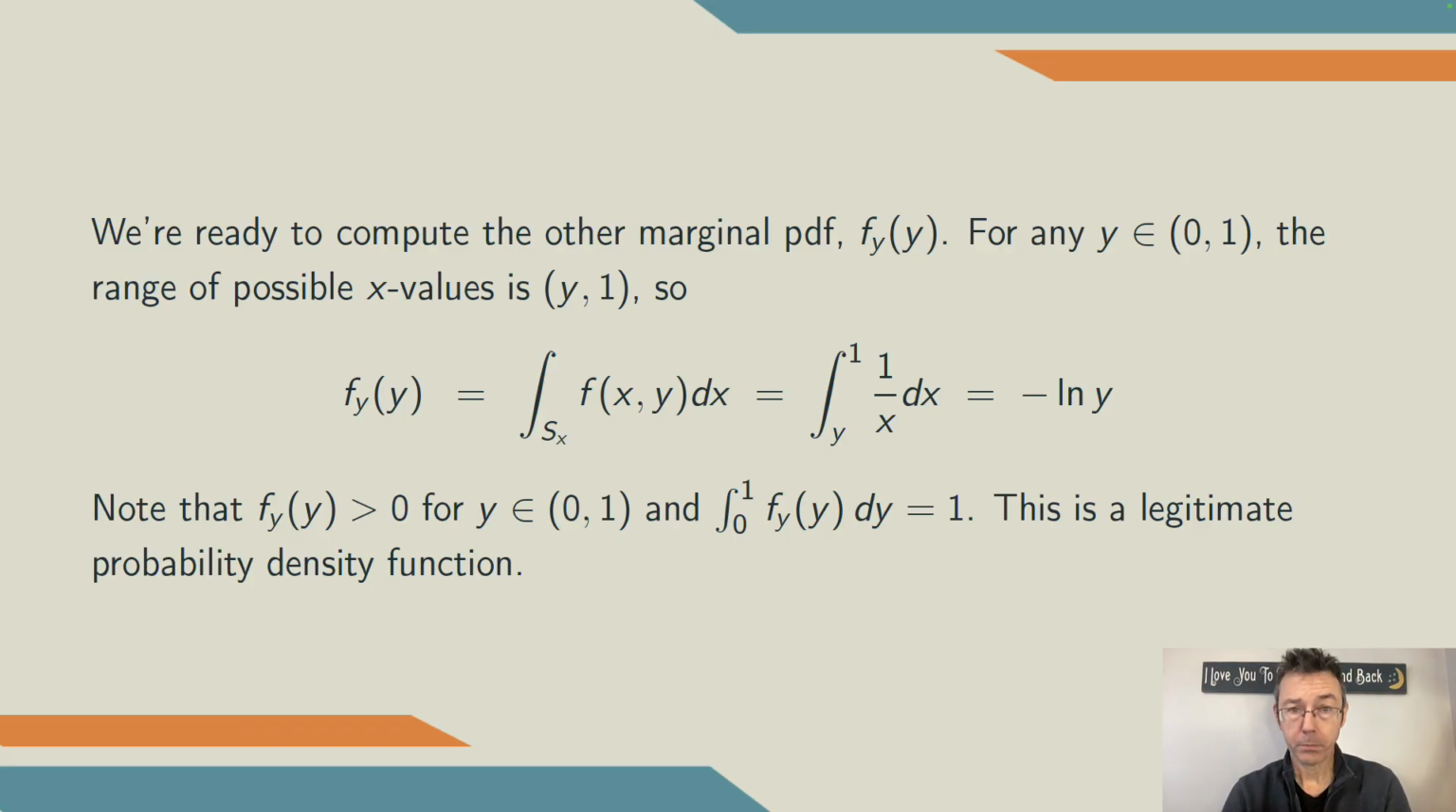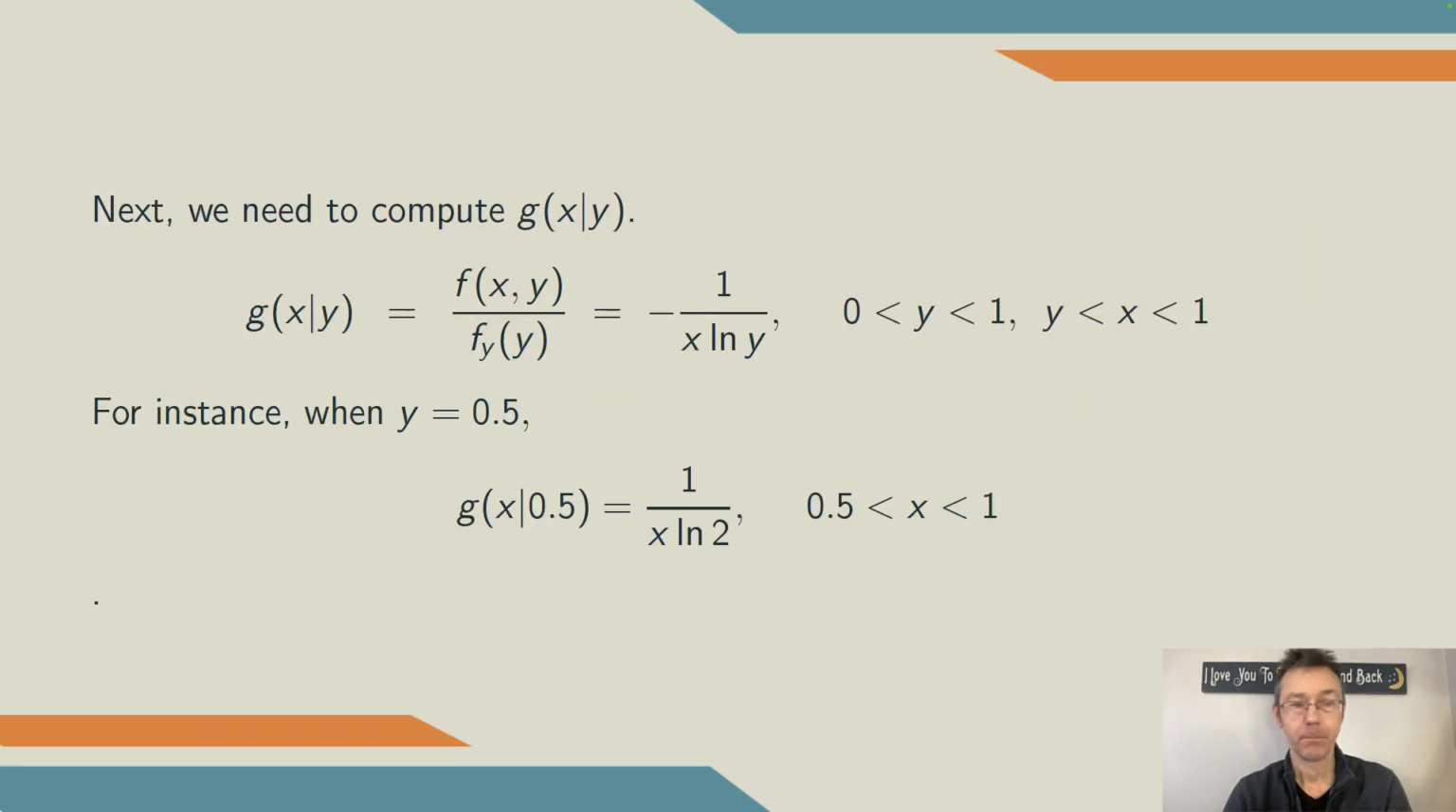Notice that this is always positive since y is between 0 and 1, so the natural log of y is negative. You can also check directly that if you integrate f sub y of y from y equals 0 to y equals 1, you do get 1. So this really is a legitimate probability density function, as we would hope.